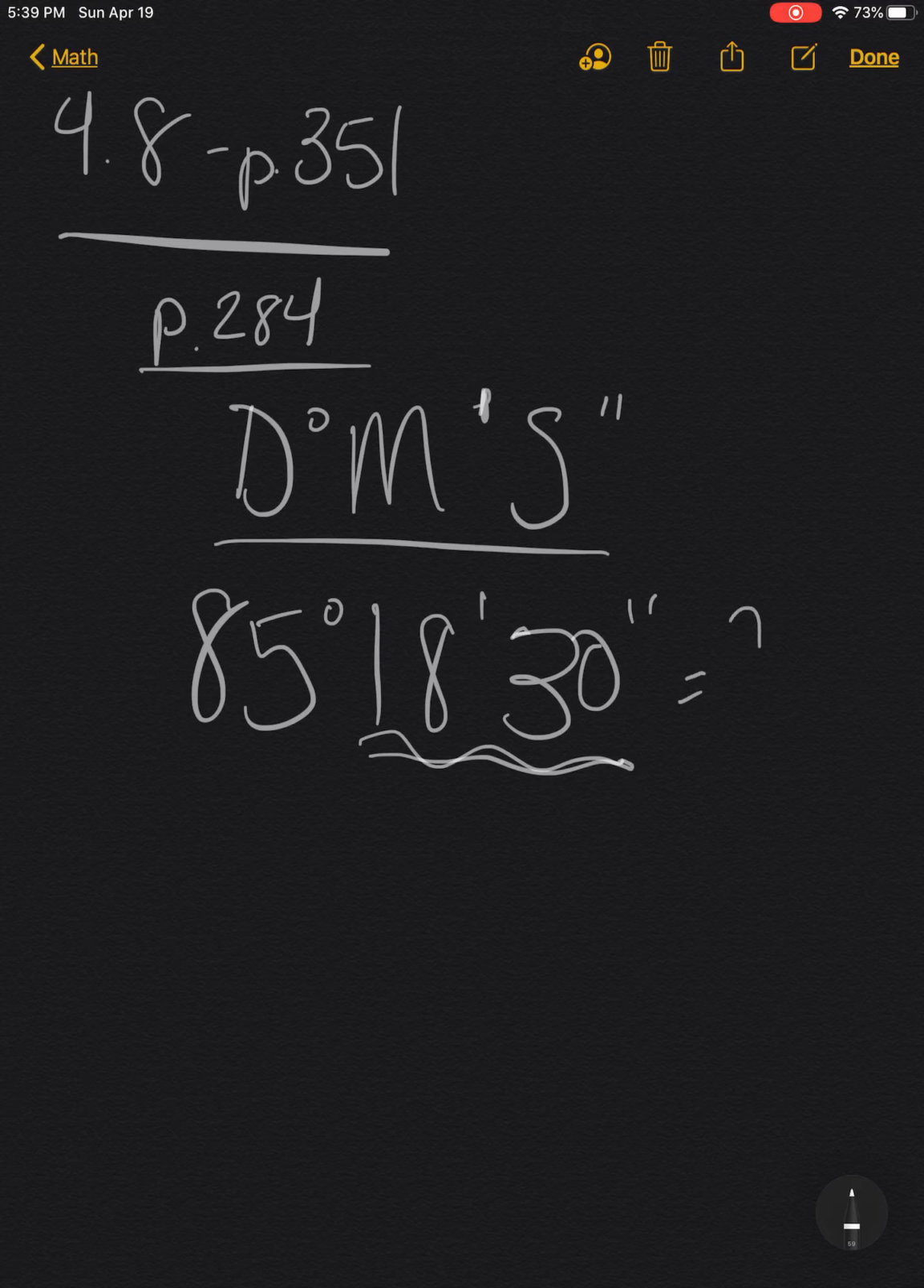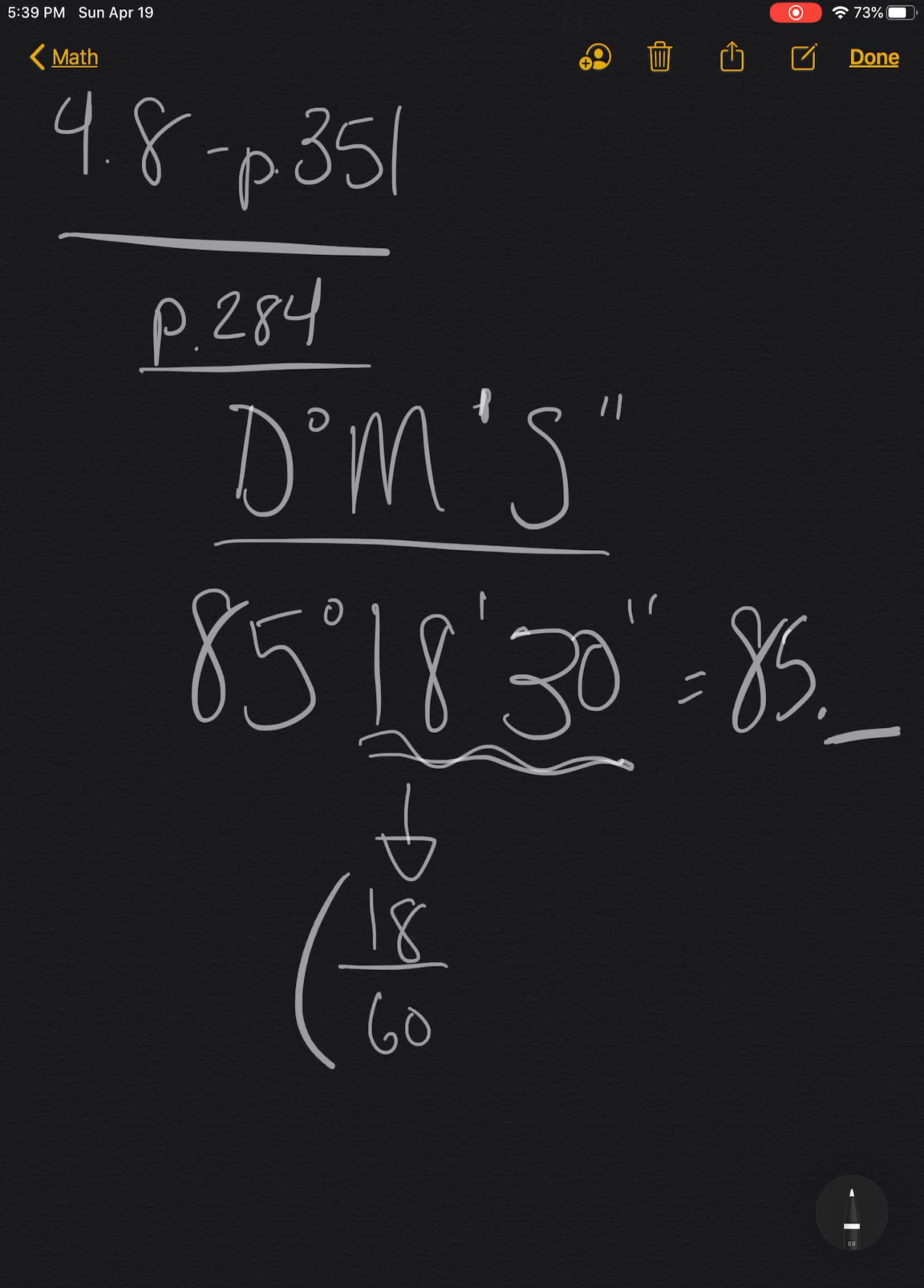So we want the final answer to be 85 point something something. We don't want this notation. So think about what I said. This we need to change. If this is minutes, think about how many minutes would be in an hour. So we would say 60. Now, whatever that is going to get added to 30 seconds. Think about seconds. You know that there are 60 seconds in a minute, and there are 60 minutes in an hour. So 60 times 60, that would be 3,600.